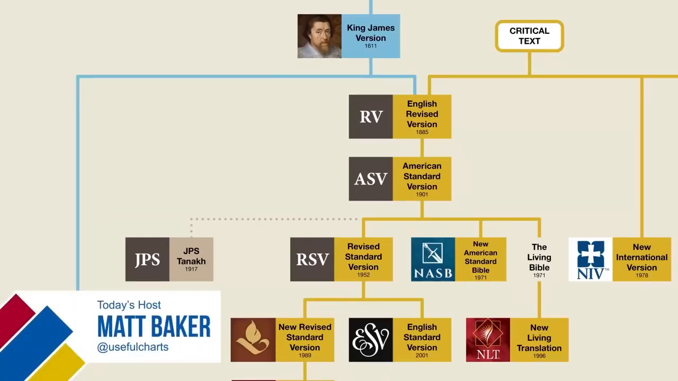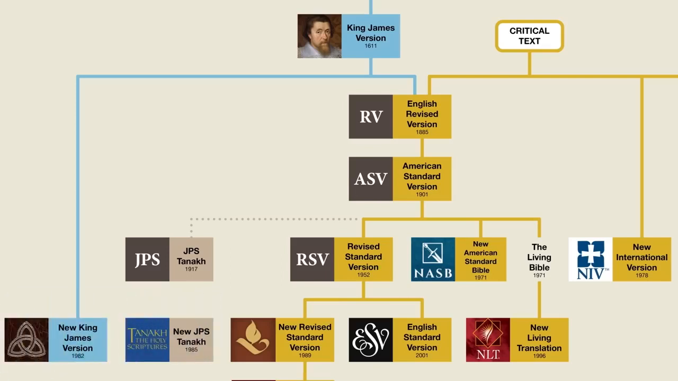Today I'm going to show you a family tree of English Bible translations. As you probably know, there are a lot of different translations available these days, from old ones like the King James Version to new ones like the English Standard Version.